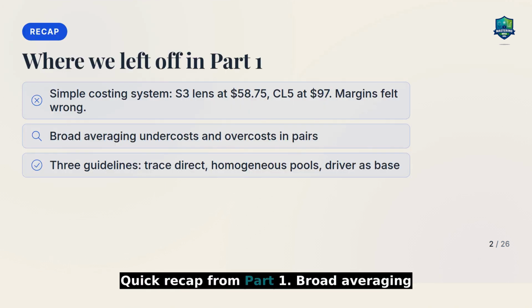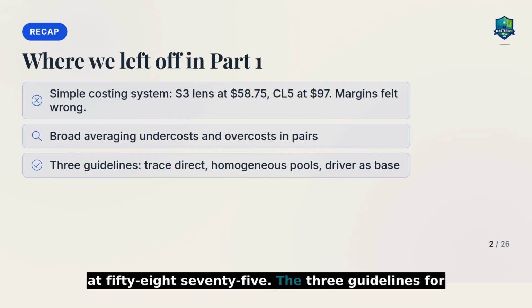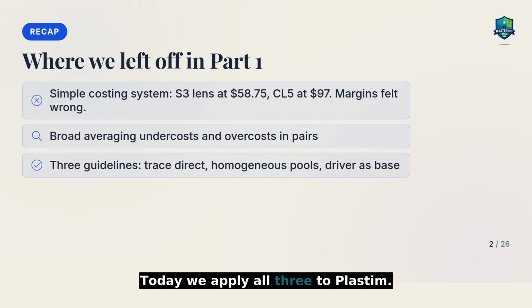Quick recap from Part 1, broad averaging undercosts and overcosts in pairs. Plastim's simple costing system shows the complex CL5 lens at $97 and the simple S3 lens at $58.75. The 3 guidelines for refinement: trace more direct costs, build homogeneous pools, use cost drivers as bases. Today we apply all 3 to Plastim.